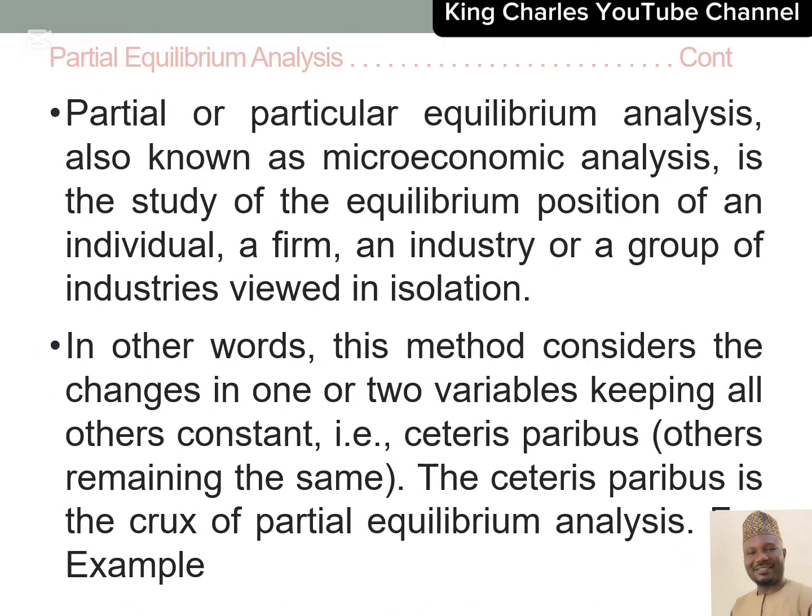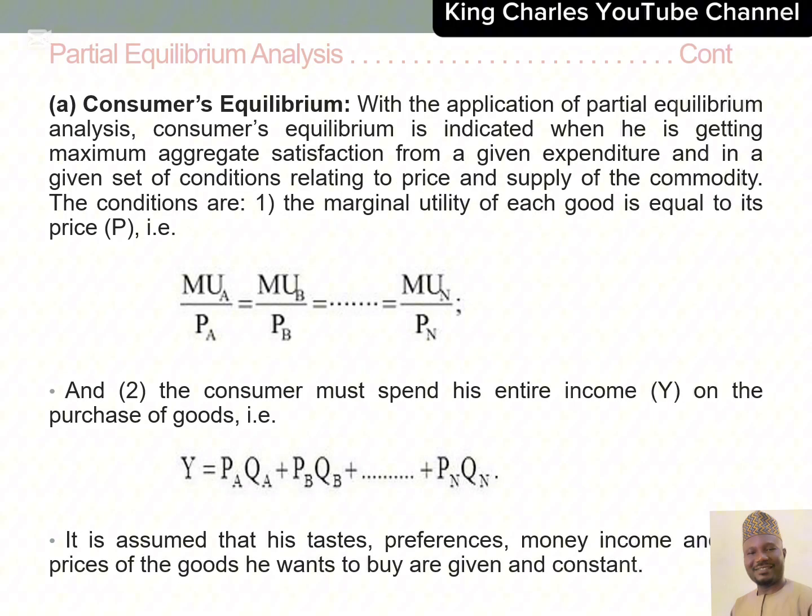There are positions for which an individual is at equilibrium. There are positions at which a firm is at equilibrium and an industry is at equilibrium. When you are carrying out partial equilibrium analysis, you discuss this in isolation. The first equilibrium position is that of a household, individual, or consumer, you and I. That is the first one.